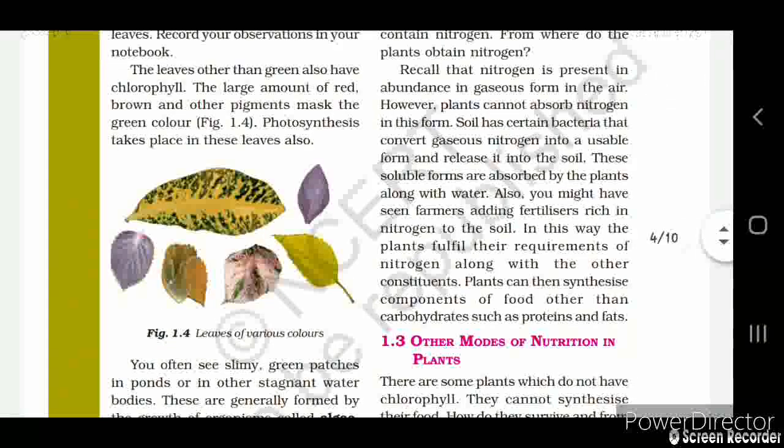The leaves you see that are other than green also have some chlorophyll. It is masked by a large amount of red, brown and other pigments, along with green color also. Photosynthesis takes place in these leaves, the red, brown and other green leaves as well, as you can see here.